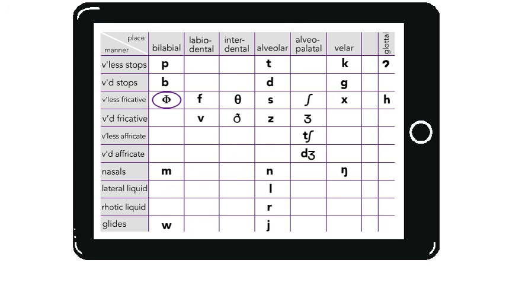The throaty r we learn in French classes is, in terms of place of articulation, uvular. It is a voiced uvular fricative indicated with a capital R written upside down.